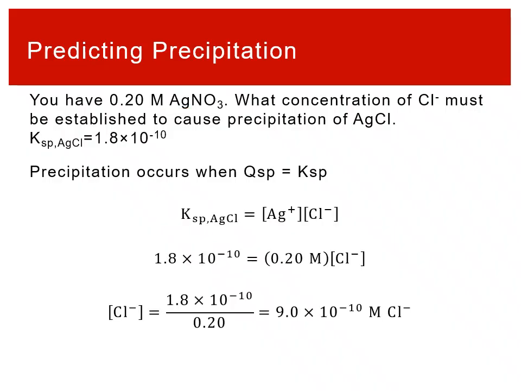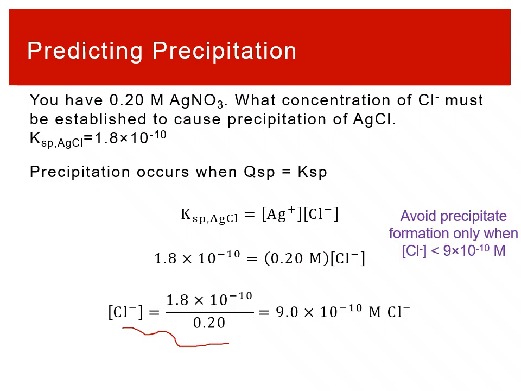So then I can just go ahead and plug in my values. KSP is 1.8 times 10 to the negative 10th. Silver was the 0.2 we just figured out. Rearrange and solve to get chloride concentration as being equal to 9.0 times 10 to the negative 10th molar. So this is the concentration of chloride that is required to be in solution with 0.2 molar of silver in order to cause precipitation.